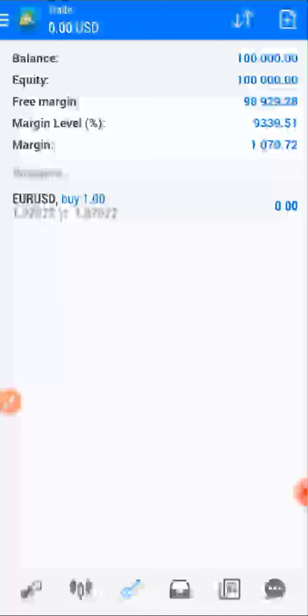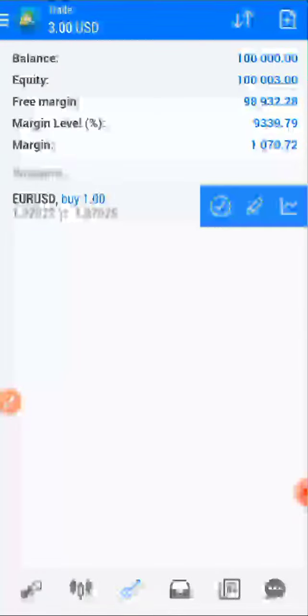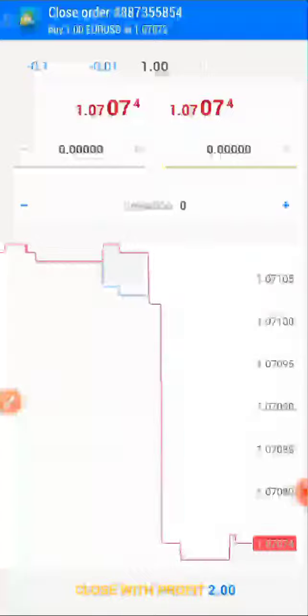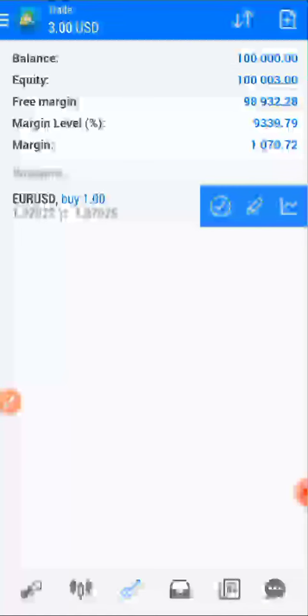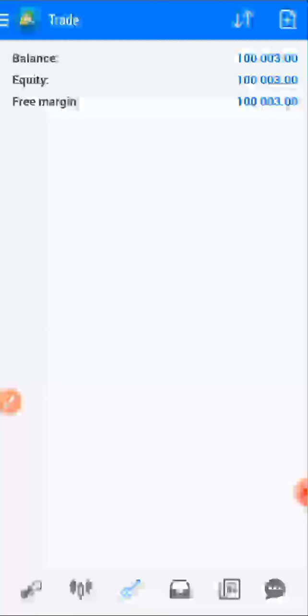So to close it, just hold it, and as you can see, close order up here. You just hold, or you scroll it to the right and you see this. This is modify order. You just shift it to the left. As I shift it to the left, as you can see, these three things here. This one means to see the chart, this one means to edit, and this one means to close. So let's close. This is how to close. It's very simple.